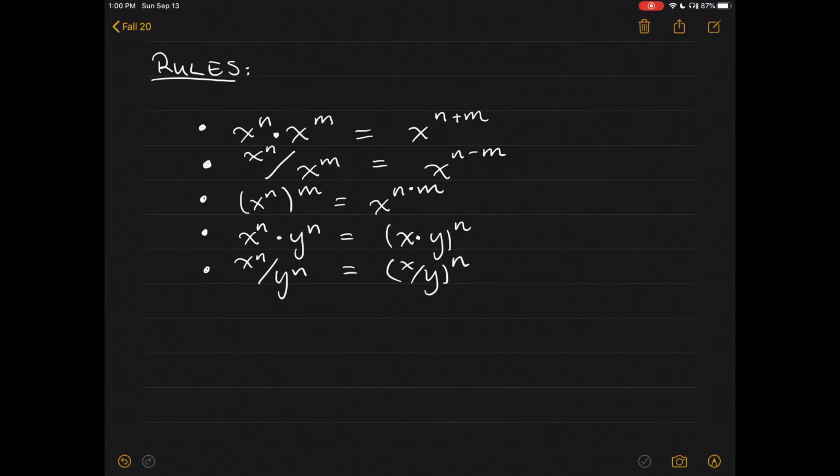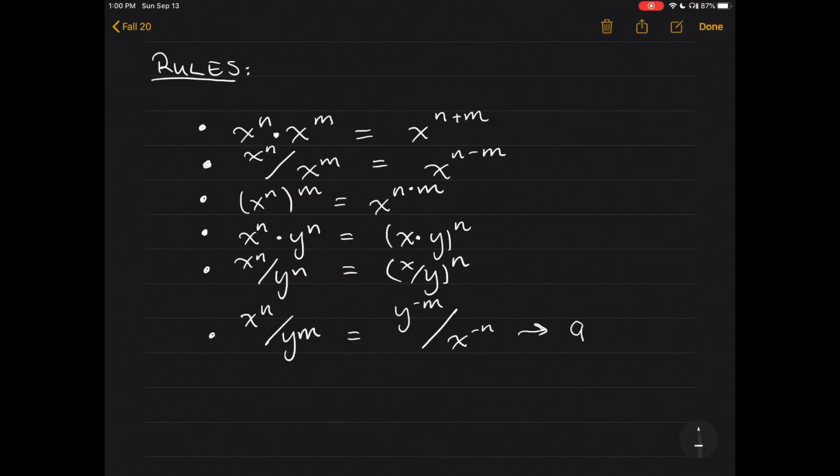There's two more. They're a little funkier, but if we have x to the n divided by y to the m, so they're totally different, that's the same thing as y to the negative m divided by x to the negative n. And this will come in handy when we have something like a number to a negative power. So if we have 9 to the negative 2, that's the same thing as flipping it over and writing 1 over 9 squared.